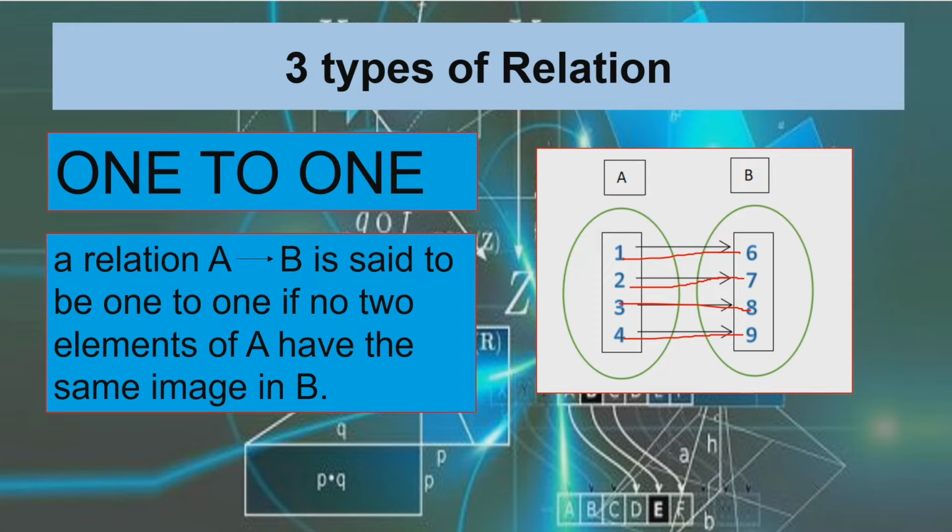Why? Tatandaan natin na dapat yung x natin is hindi siya nauulit. Kung makikita nyo, hindi na ulit yung mga x values natin. Kasi yung 1, para lang kay 6, yung 2, para lang kay 7, yung 3, para lang kay 8, and lastly yung 4, para lang kay 9.